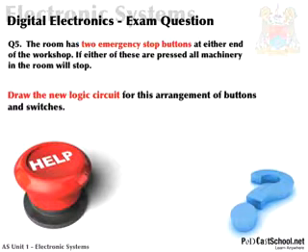Now, following on from that, it says the room has 2 emergency stop buttons at either end of the workshop. So these are additional safety devices. If either of these are pressed, all machinery in the room will stop. Draw the new logic circuit for the arrangement of the buttons and switches. Okay, so obviously this answer is going to incorporate the first answer plus a little bit extra. Again, I'm about to show the answer. If you want to pause it now, do so.